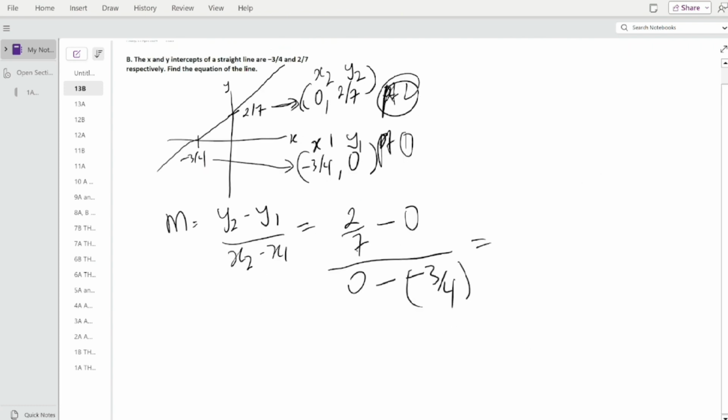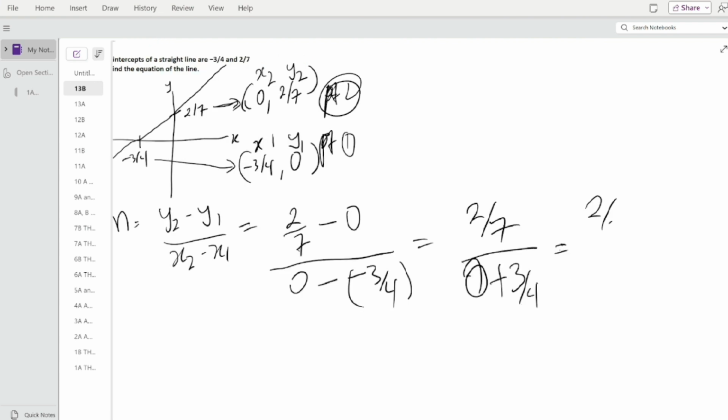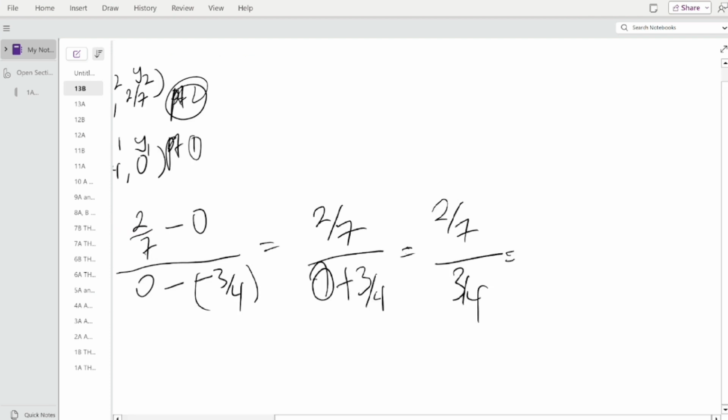If you have 2 minus 0, it's still going to give you 2. So 2/7 minus 0 is still 2/7. Then you have 0. This is minus. When you have 2 signs together, minus and minus gives you plus 3/4, which is equal to 2/7 over 0 plus any number is that number. So 0 plus 3/4 is 3/4.